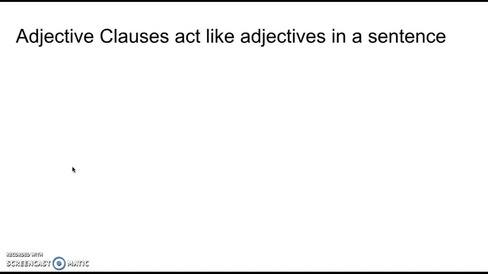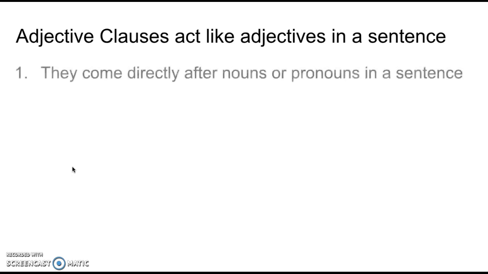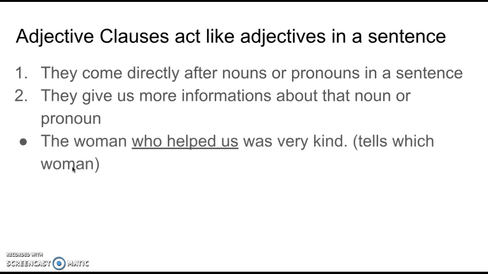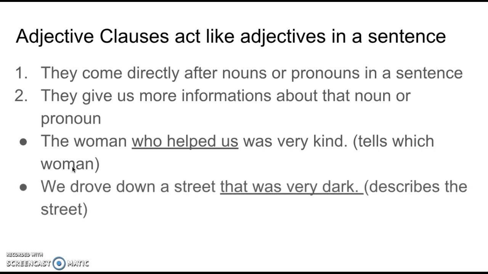Adjective clauses act like adjectives in a sentence. They come directly after the nouns or the pronouns in a sentence that they describe. And they give us more information about that noun or pronoun. For example, the woman who helped us was very kind. So this gives us information about which woman. We drove down a street that was very dark. This adjective clause describes the street. It gives us information about what that street looked like.